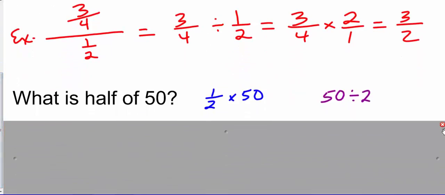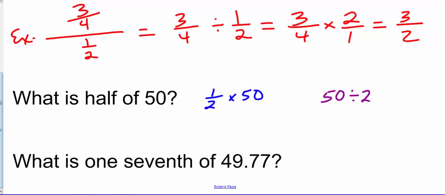Now obviously if you know that, it doesn't always help, because if you get a question like what is 1/7 of 49.77, you don't know what number to divide by instead. Or I guess you do, but maybe you don't recognize it right off the bat.